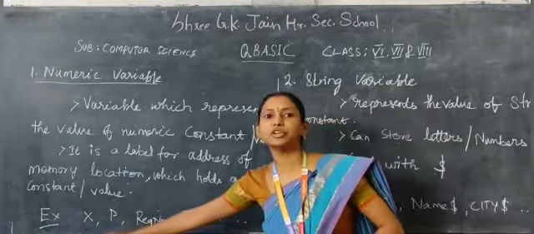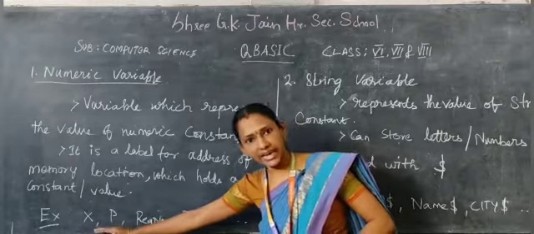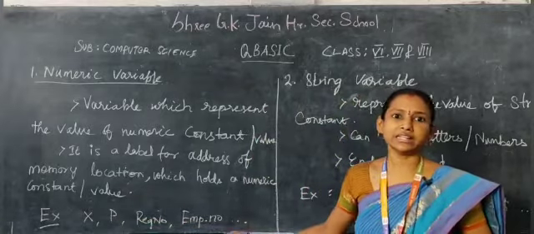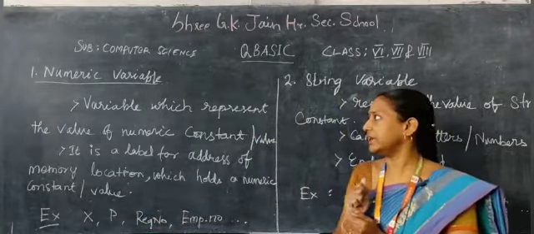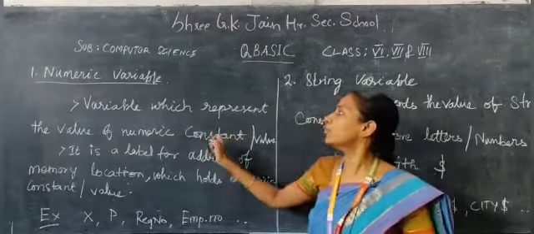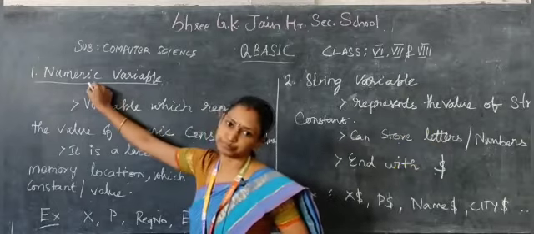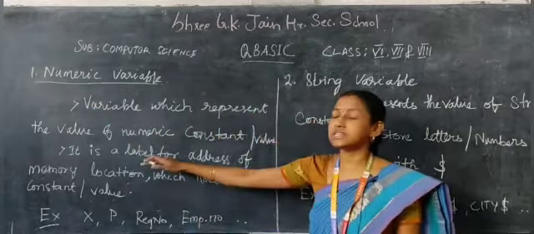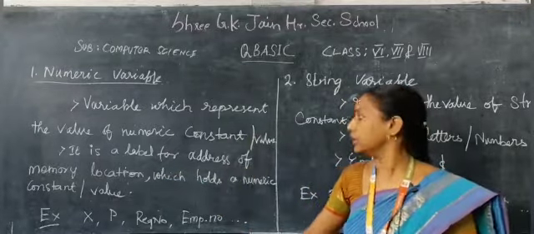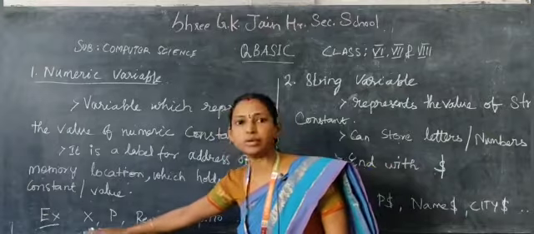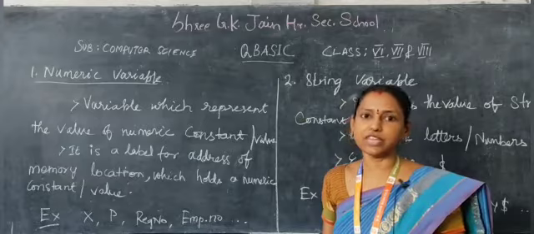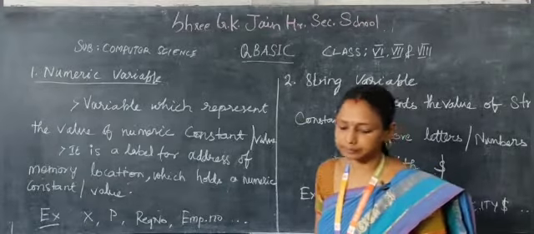Next, examples for the numeric variable are X, P, register number and employee number. Like that, you can give a variable name. A variable is used to represent the value of a numeric, only for numeric, that is integers. Next, it is a label for the address of the memory location where it is saved. And this is the example. You can give any name for a numeric variable.